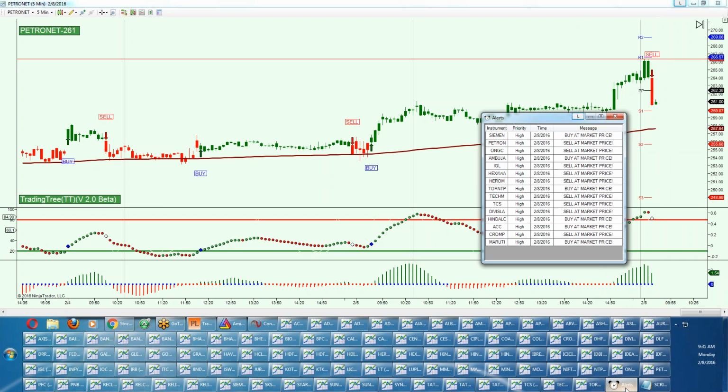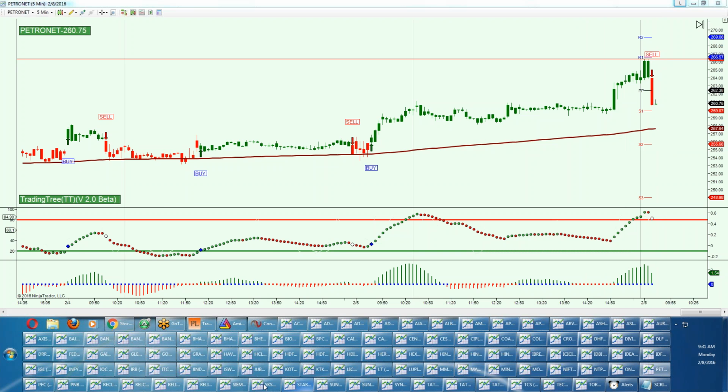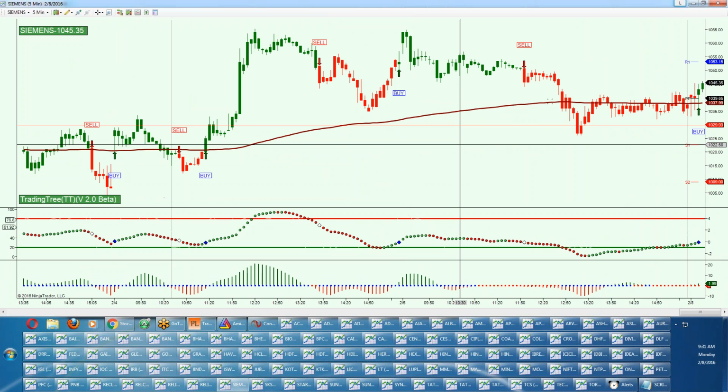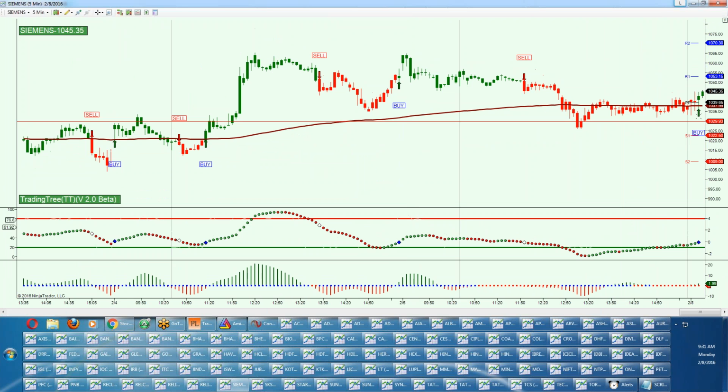We have Siemens. We have a buy here. So you can buy at this level right now, that is 1045.60.